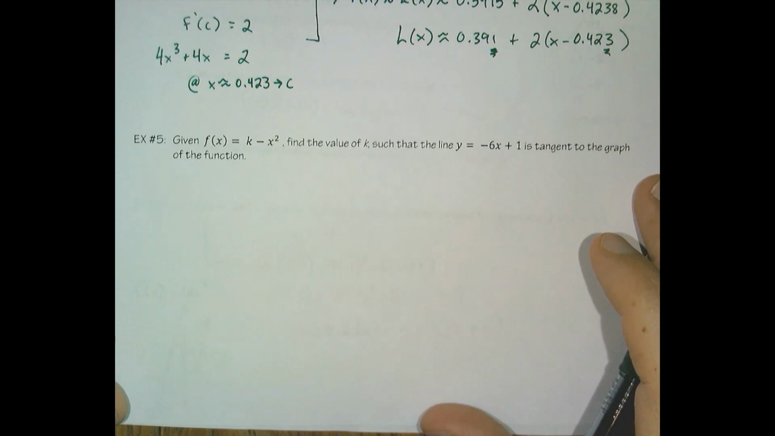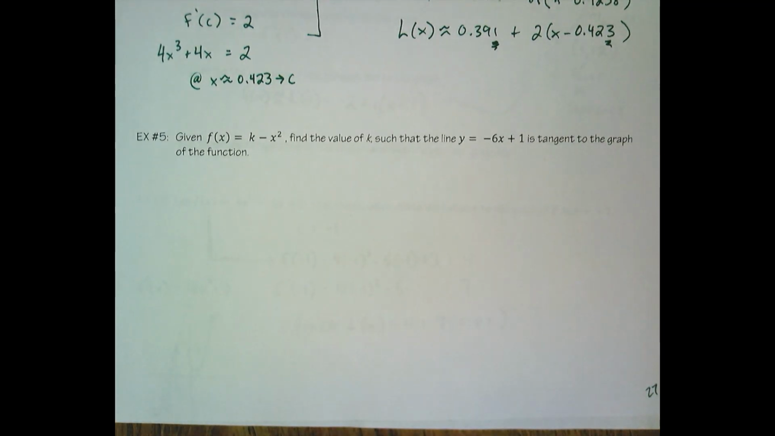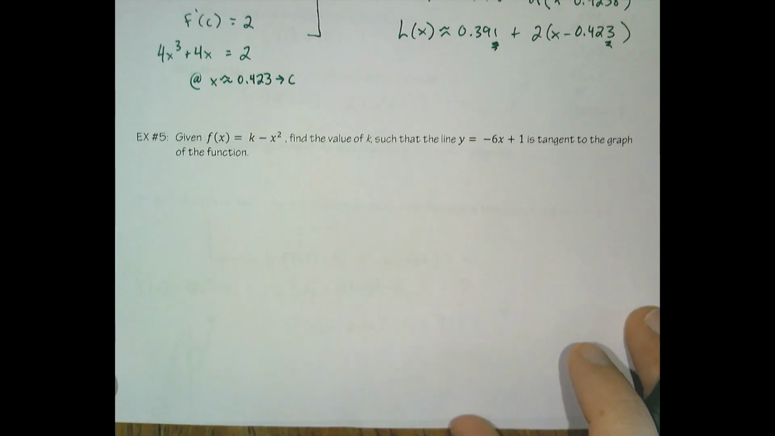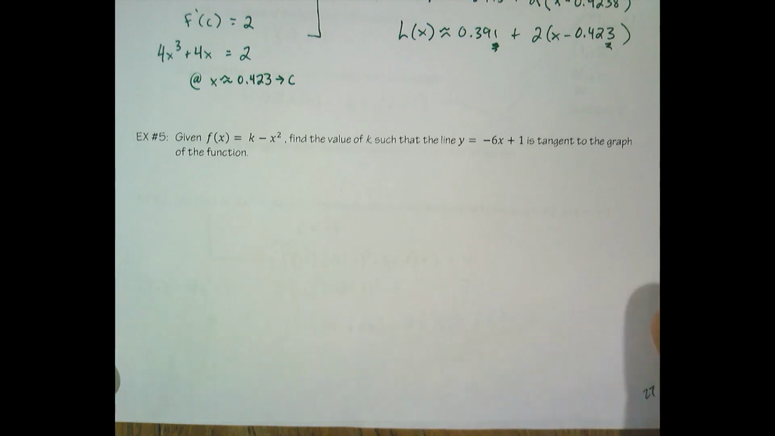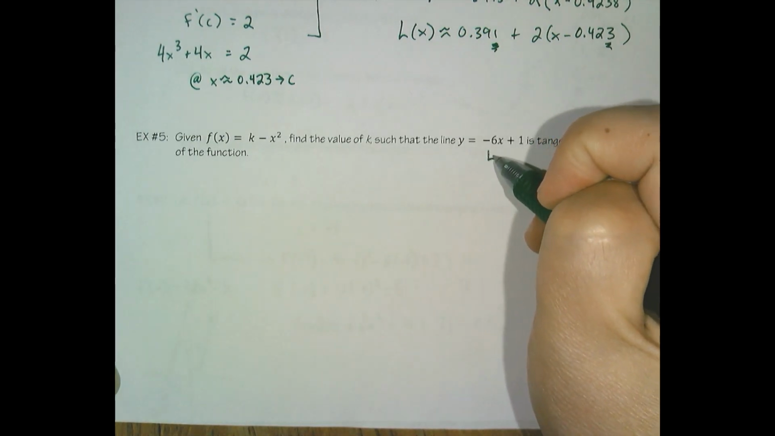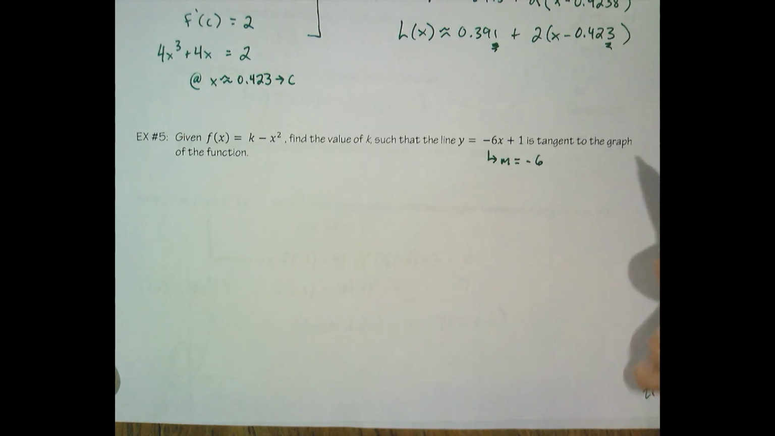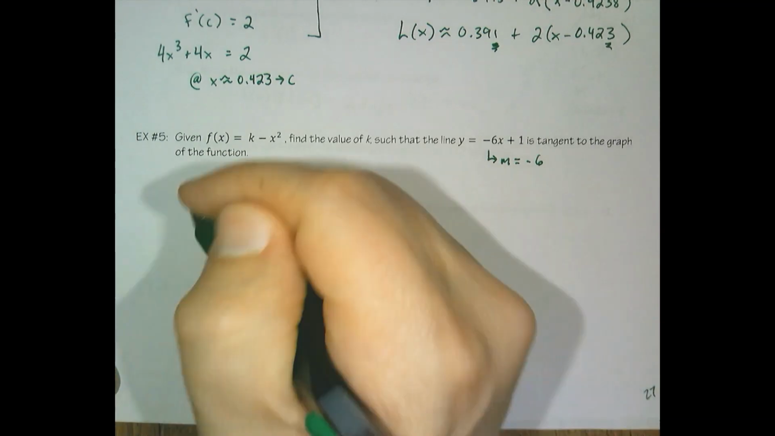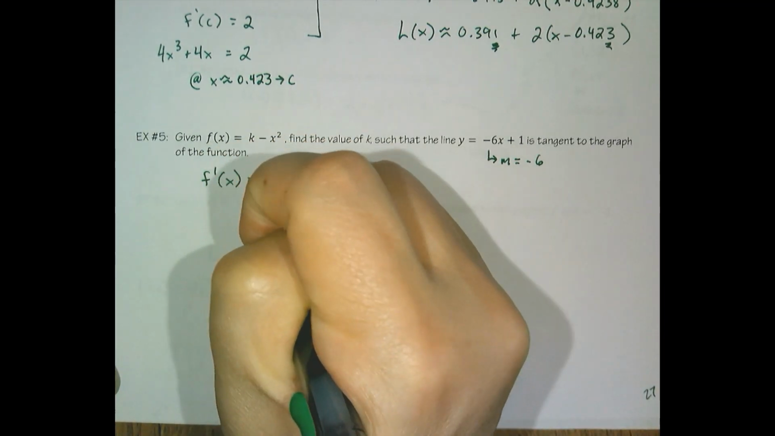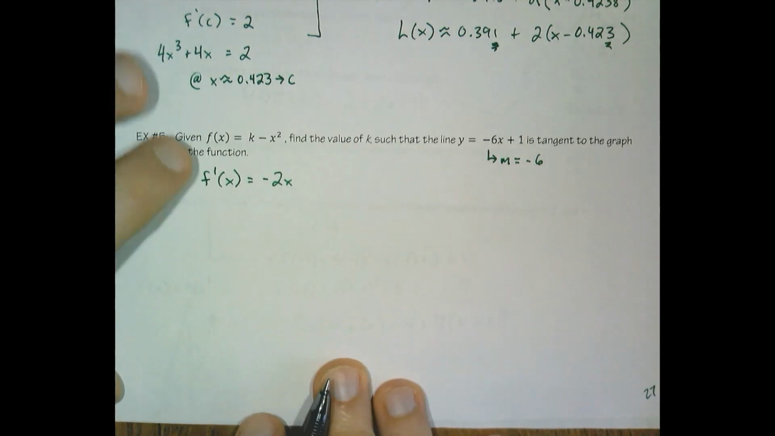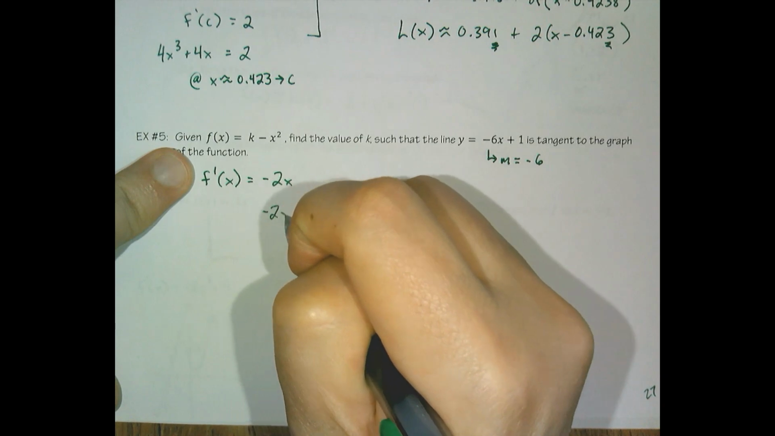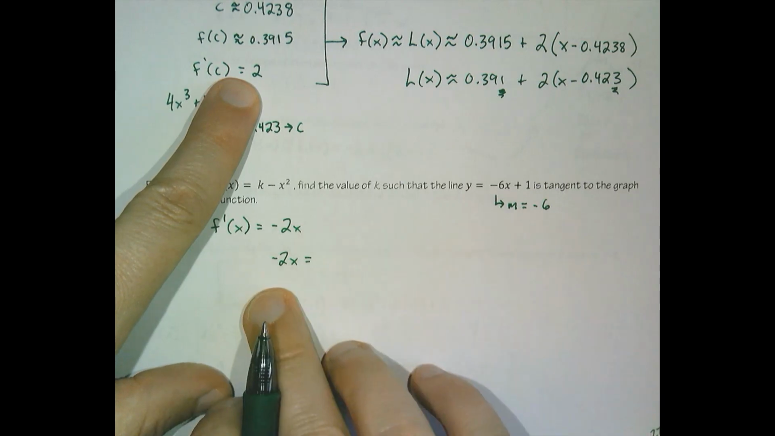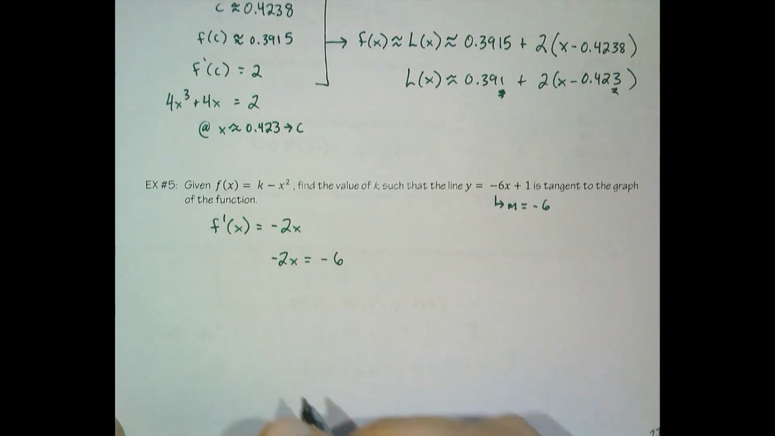Okay, finally, example 5. Given f of x equals k minus x squared, find the value where this line is tangent to the graph. And this is actually also another good deep thinking question. First off, we see that from this line, our slope is equal to -6. So we are going to be looking for a derivative whose slope is -6. So f prime of x is equal to -2x. And this is like above, where I'm setting the derivative equal to a specific value. What is the value for which the derivative equals -6? In this case, this happens at x equals 3.